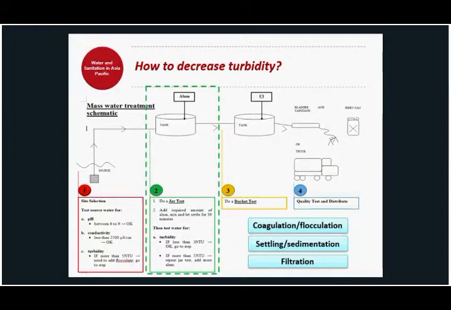So how would we decrease turbidity? Sedimentation or settling is the main process, and this allows for particles to sink to the bottom of a tank, and water is removed from the top of the tank. So the clean water is taken off the top of the tank, while the sediment and the dirty water remains at the bottom of the tank.